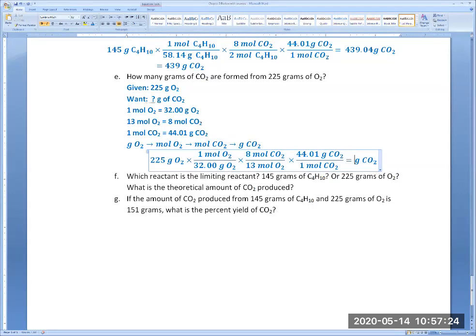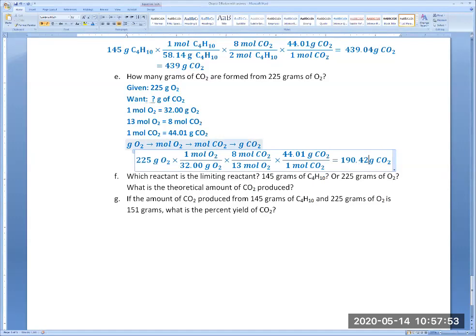And then on the calculator, you do 225. So I like to multiply all numerators together. So times 8 times 44.01. And then divide by each denominator. So divided by 32.00. Divided again by 13. And equal. We don't need to divide by 1. So the calculator answer is that. And there's more digits, but that's enough here.